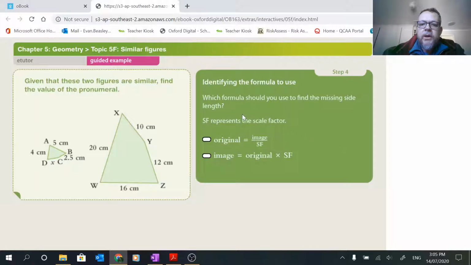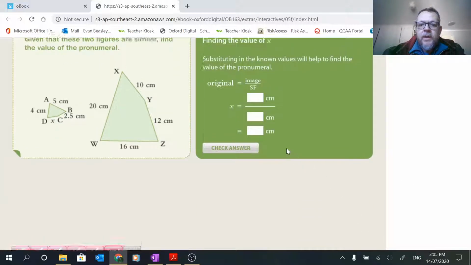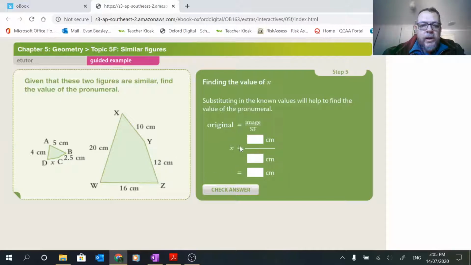Okay, let's have a look here. Which formula would you use to find the missing side length? Now we want to find the original side length, don't we? So we want to find that one. So that's good. And then let's do our substitution. So the original, which is x here, equals the image divided by the scale factor.